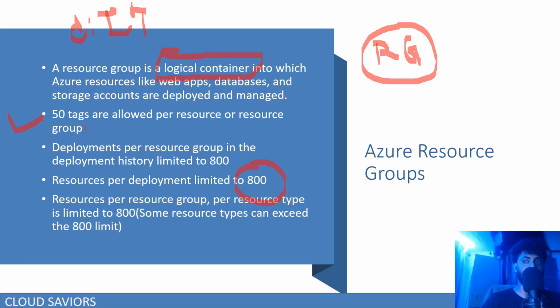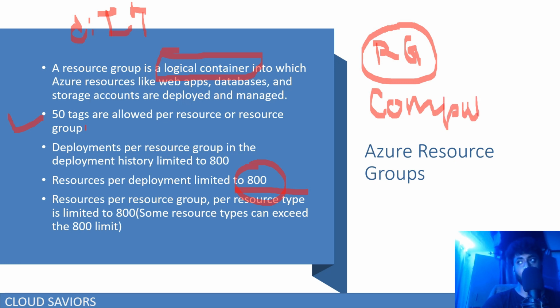Then resources per resource group per resource type is limited to 800. Some resource types can exceed the limit of 800. Per resource type means, let's say if you are deploying a virtual machine, it will come under the compute resource. The type would be compute.